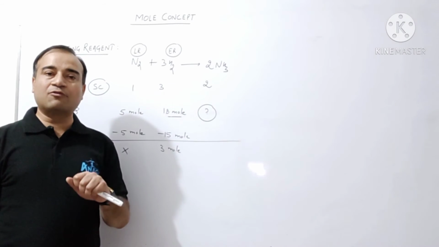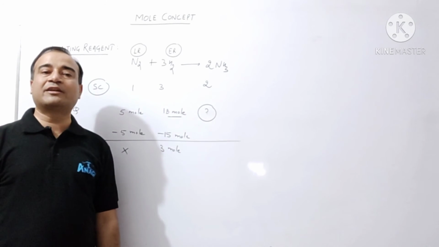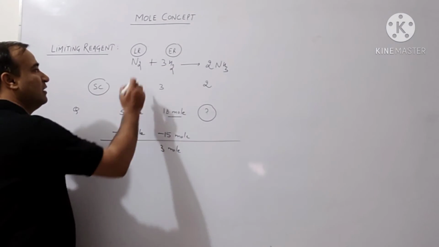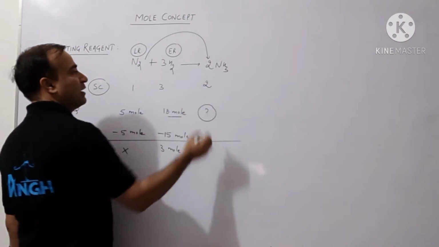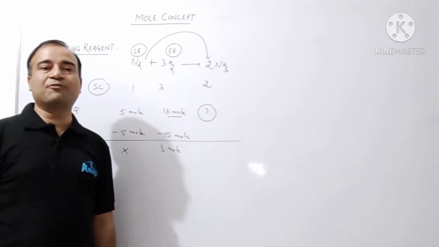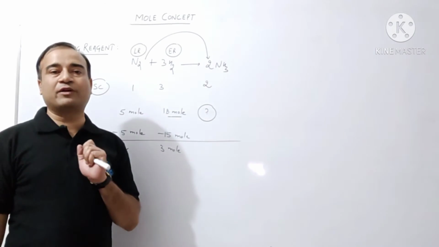And as far as the amount of product is concerned, we can determine it with the help of the limiting reagent. So we are going to compare the amount of ammonia formed with the consumed amount of nitrogen.